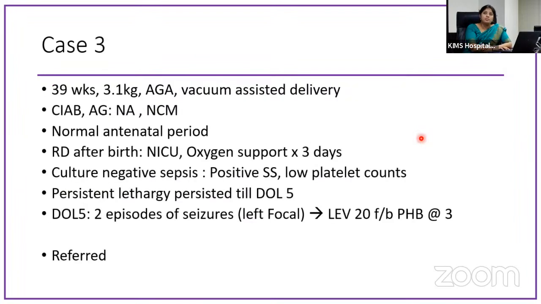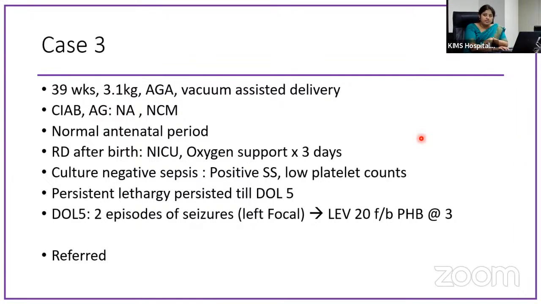So the next baby was a 39 weeks baby, again appropriate for gestational age, and a vacuum-assisted delivery. This child apparently cried immediately after birth is the history that we have. The APGAR scores were not available and the parents were non-consanguineously married. This child had normal antenatal course, but immediately after birth had some amount of respiratory distress, was shifted to the NICU and was on oxygen support for 3 days.